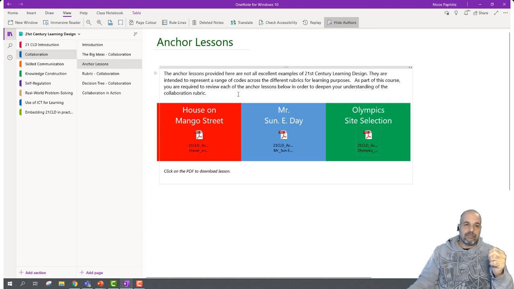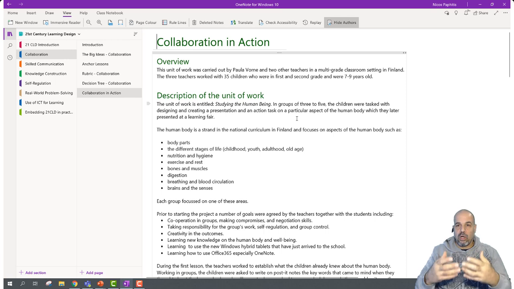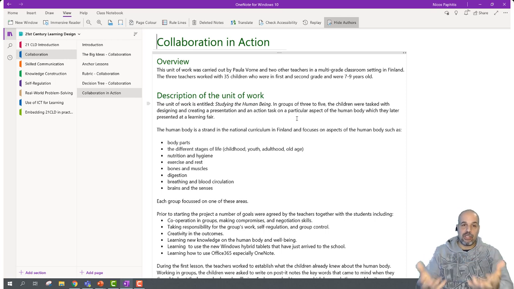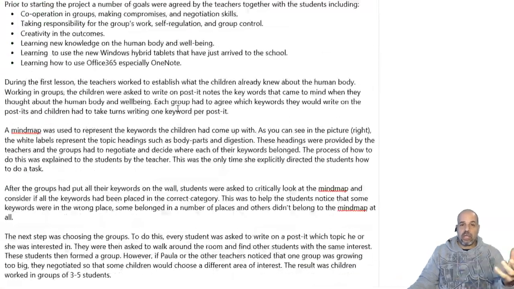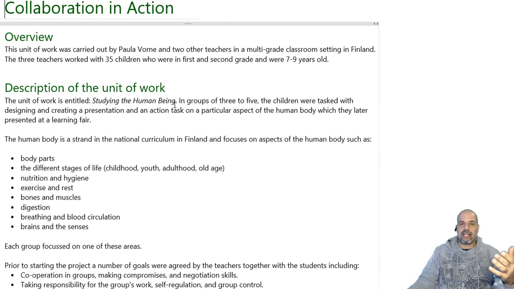At the bottom, you've got collaboration. So this one, we're looking at collaboration right now. So here it's got collaboration in action. Here you actually see a unit of work that was actually implemented. Then it gives you the case scenario and explains the description of the unit of work, how it was carried out, so on and so forth. So these are really good to get a good understanding of an excellent piece of work from this unit, collaboration.